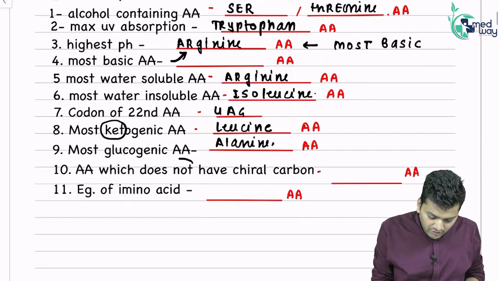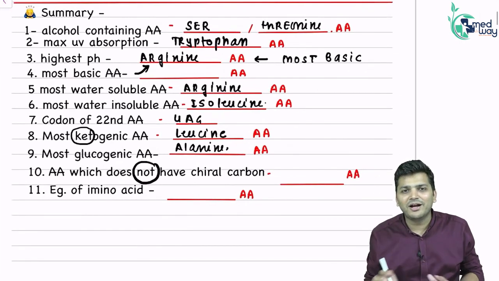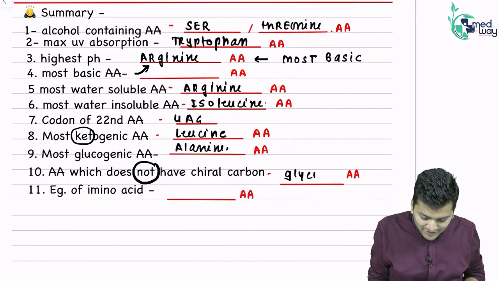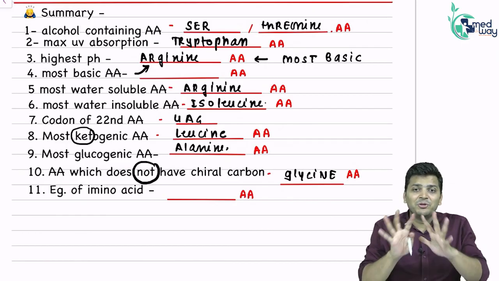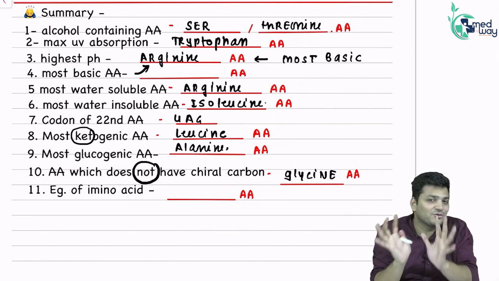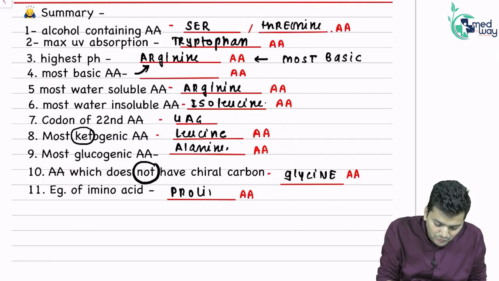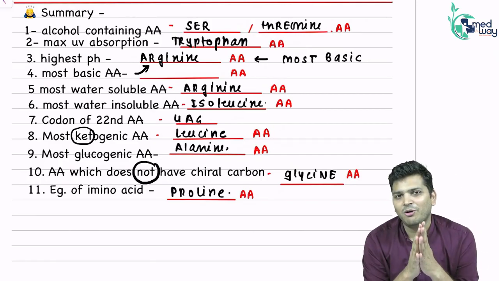Amino acid which does not have a chiral carbon. Can you tell me one amino acid which does not have a chiral carbon? We can't make the mirror image. What is the name of that? Glycine. In the beginning we discussed this. And there is one amino acid where the amino group is bound in a ring structure. What is the name of that? Proline. Super important.